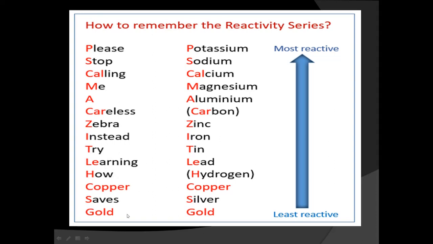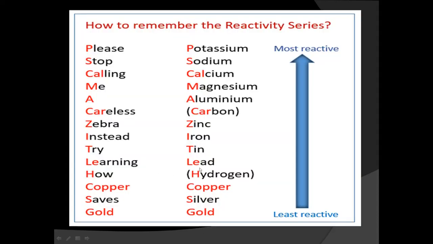This one sentence, if you remember, you can write P for potassium, S for sodium, C for calcium, Ca for calcium, Me for magnesium, A for aluminium, carbon, Z for zinc, I for iron, T for tin, L for lead, H hydrogen, C copper, then saves silver, gold is gold. So the one which is above is more reactive. As you come down and down and down, it becomes least reactive.